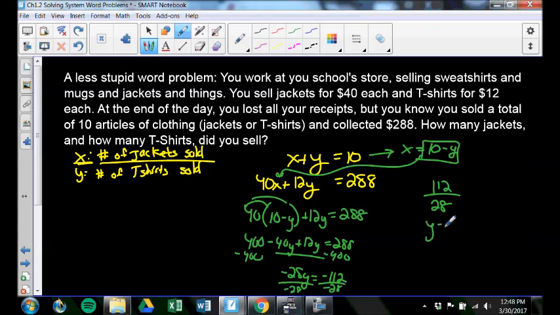So y equals 4. If we sold 4 shirts, then we sold 6 jackets. Now, since I've already defined x to be number of jackets sold, if I just say x equals 6, I know I sold 6 jackets because I defined my variables so well. And I know that I sold 4 shirts.